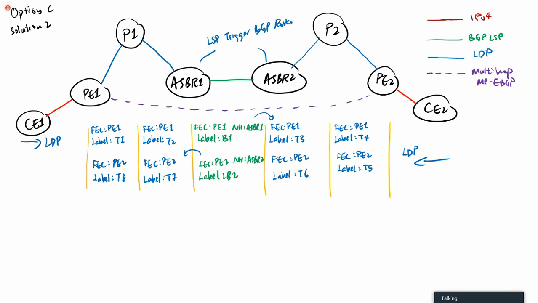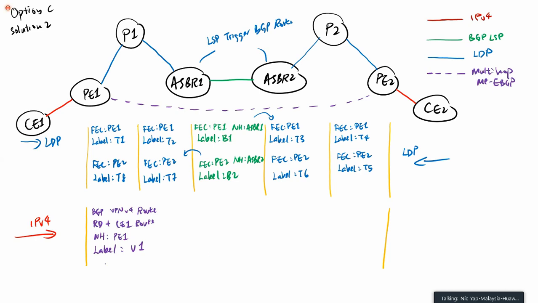Okay, next. After this LDP is done, the next thing is the multi-hop eBGP. This one is straightforward, the same. The only difference between solution 1 and solution 2 is that they are going to trigger the BGP packets. What I have over here is from end to end. When IPv4 traffic comes in, I'm generating the BGP VPNv4 route. This information is the route distinguisher plus the CE1 route. Next hop is PE1, label V1.